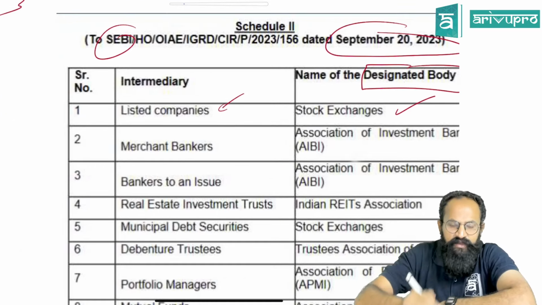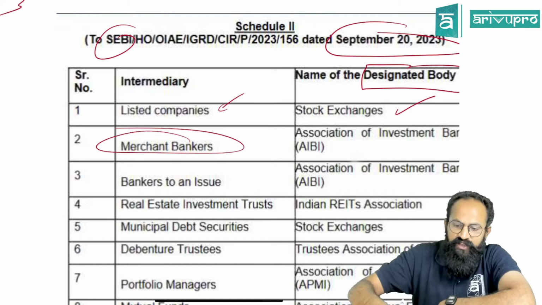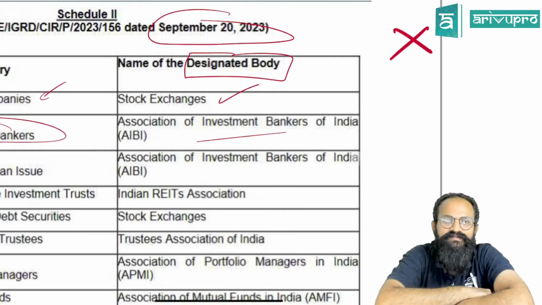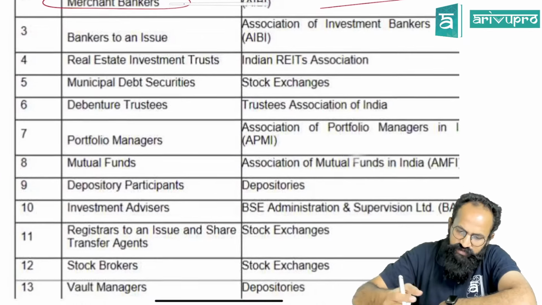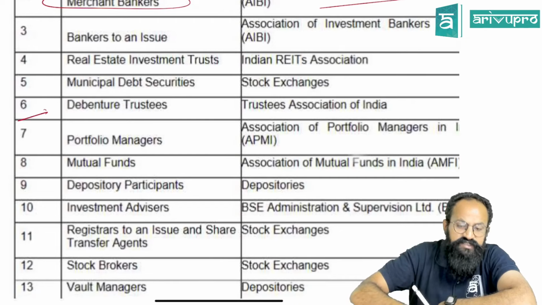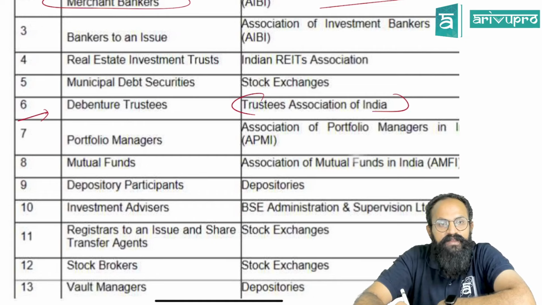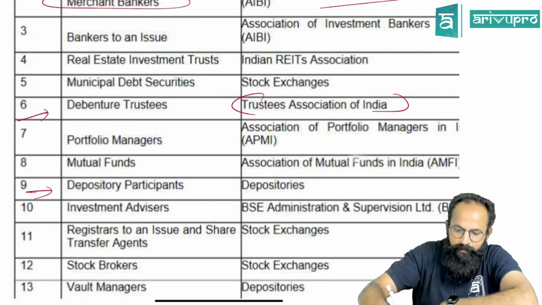Now imagine the same way, if I have a problem against merchant bankers, there is something called the Association of Investment Bankers of India. Now he is like a leader. He will oversee. For example, imagine debenture trustees. There is something called the Trustees Association of India. This is very easy for you. Depository participant. Who is the leader for them? Depositories.